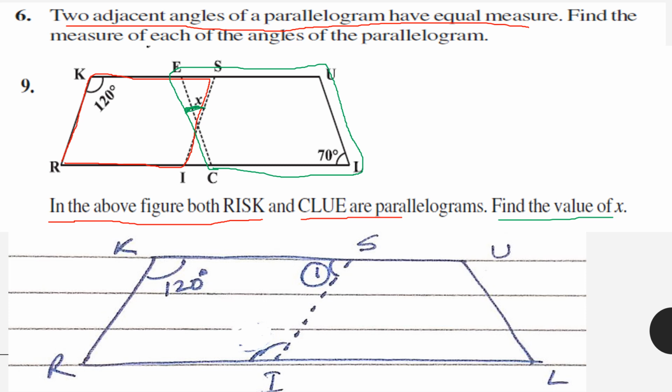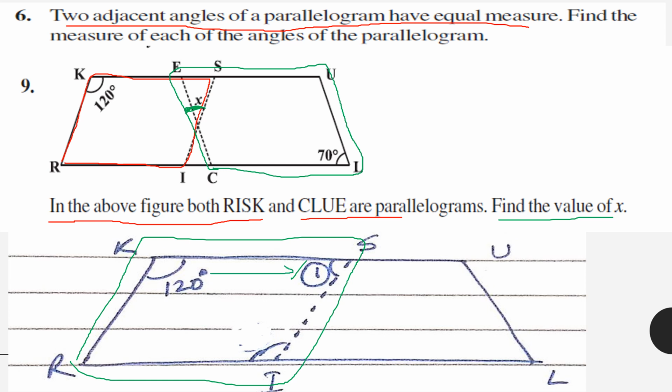Now think, what is the most convenient way you can find this value? There are many ways to solve the question, but I will take the easiest one. Obviously you can go with any method which came to your mind on your own. First of all, I have visualized this parallelogram separately like this: R, I, S and K. You can find this angle 1 very easily, because these two are supplementary.